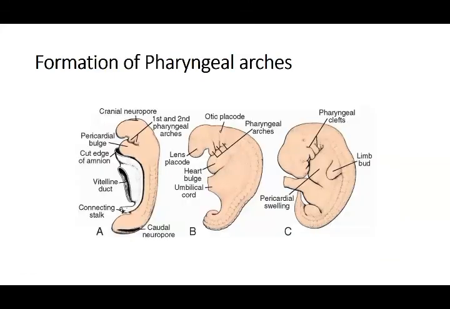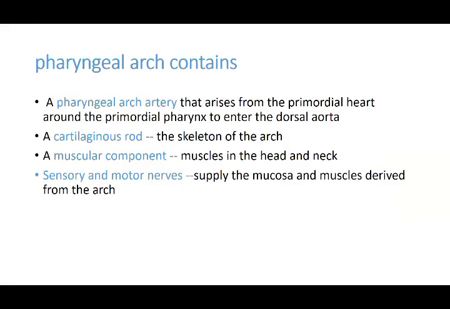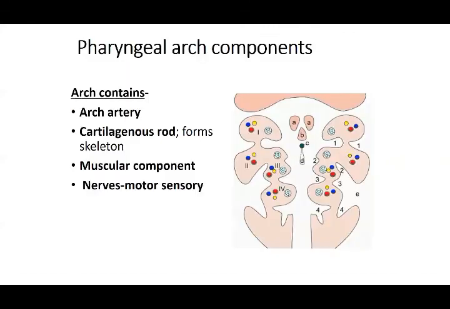This is how it starts to develop. There are about 4 to 6 arches. Each has its own arch, its own artery, muscle, and nerve. So this shows you all what is there, how these are placed.